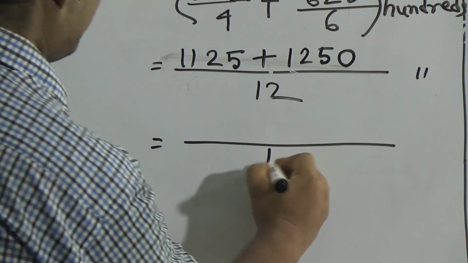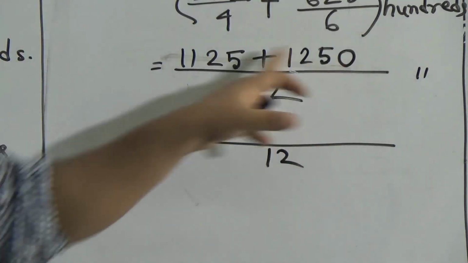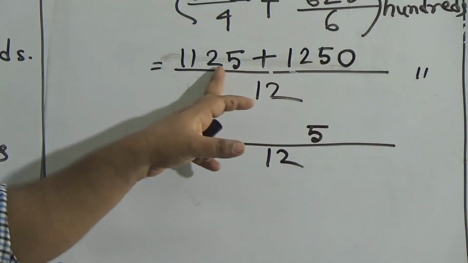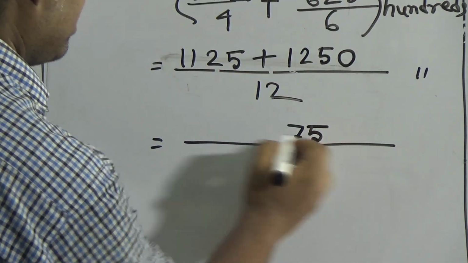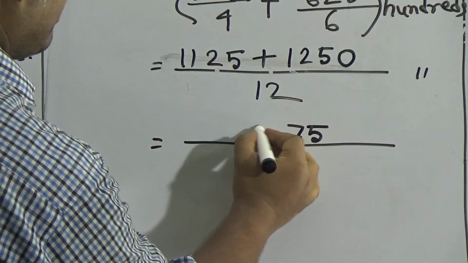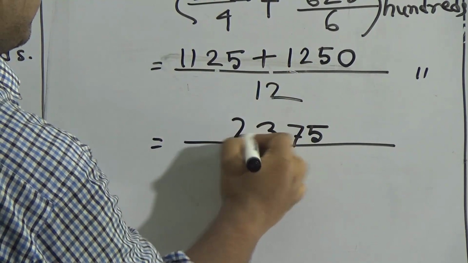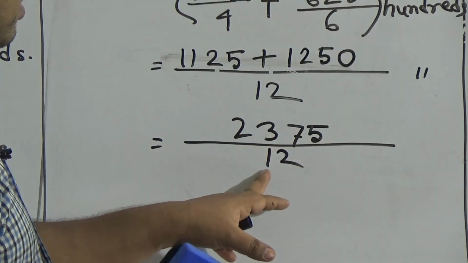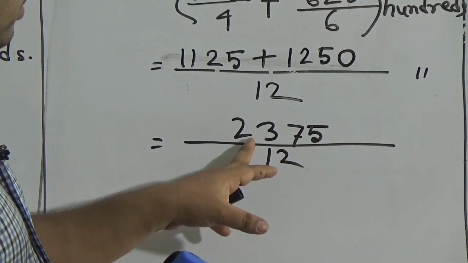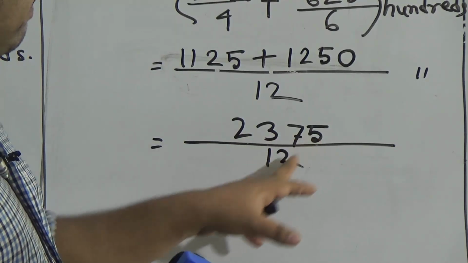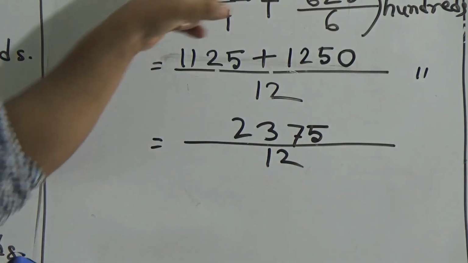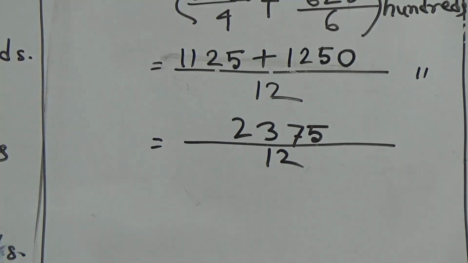Now we add this. 5 plus 0 will be 5, 5 plus 2 will be 7, 2 plus 1 will be 3, and 1. So 2375 by 12 part. In 2375 by 12 part, hundreds of land he cultivated rice and vegetables in total.